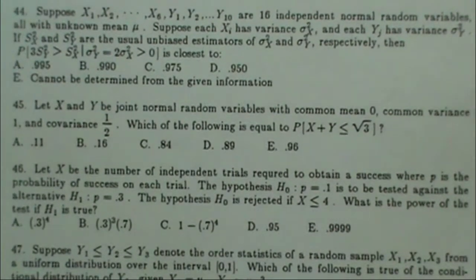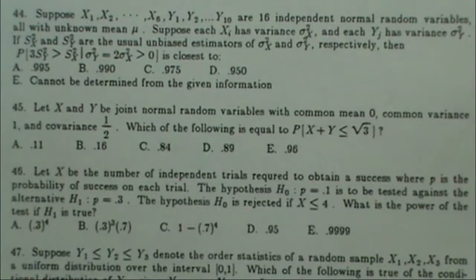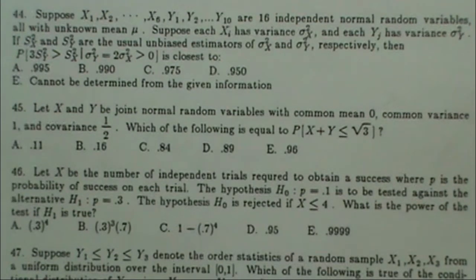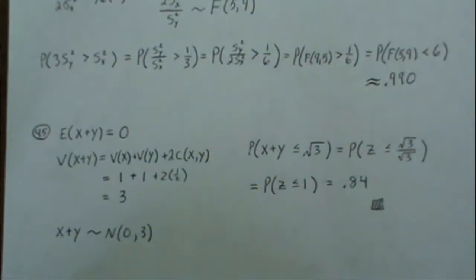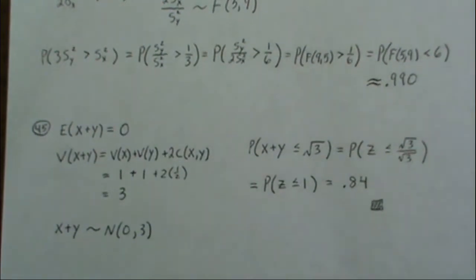Number 45. Let x and y be joint normal random variables with common mean 0, common variance 1, and covariance 1/2. Which of the following is equal to the probability that x plus y is less than or equal to the square root of 3? So, problem number 45.